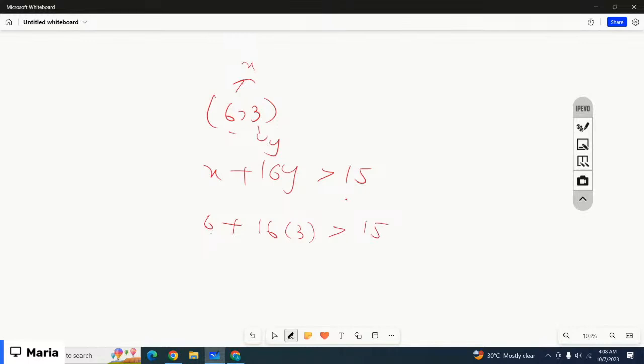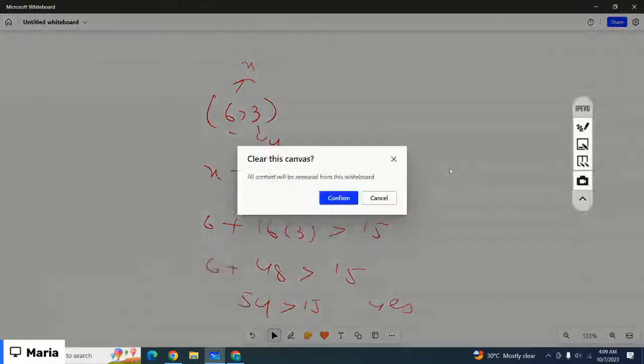Let's see. 6 times 3 is 18, so 18 plus 6 is 24. 24 is greater than 15. Yes, it is, so the inequality is true for 6 and 3. That means (6, 3) is the solution of the linear inequality x plus 6y greater than 15. Got it? Let's do another one.